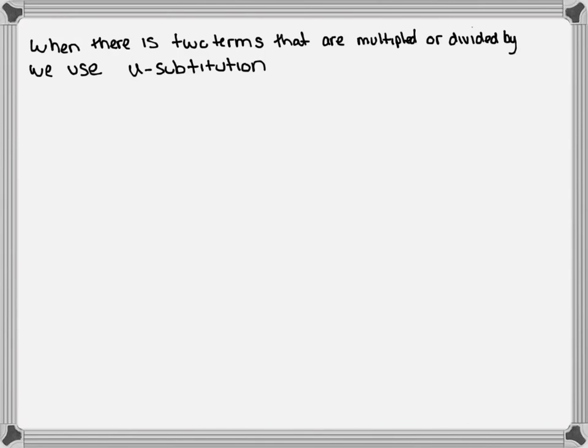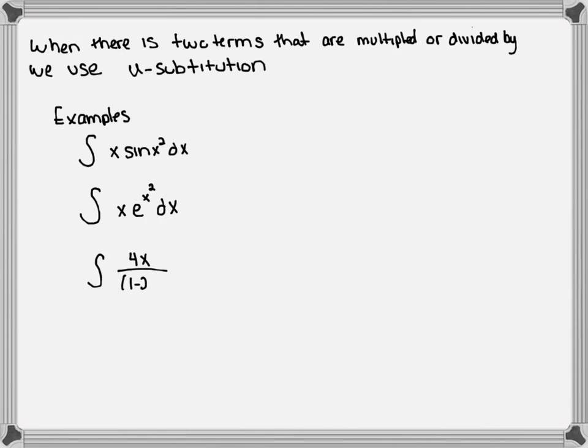So examples of a product or a quotient would be the integral of x sine of x squared dx. Notice that it's a product. I have x times sine x squared. I also have x times e to the x squared, so I have a product. And then I have a quotient, 4x over 1 minus 2x squared over 2.